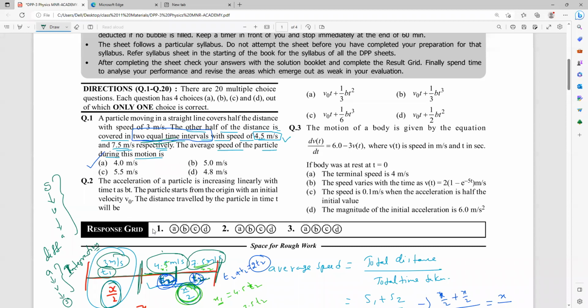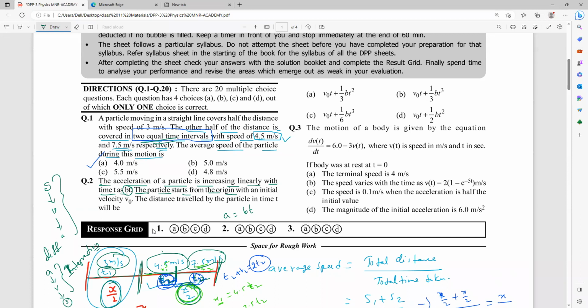So now, you can read the second question. If you are simply sitting, no use. Now they are saying the acceleration of a particle is increasing linearly with the time t as bt. So they are saying a is equal to bt. Is it right or wrong, everybody? Will you all accept it? Please respond. Now, the particle starts from the origin.